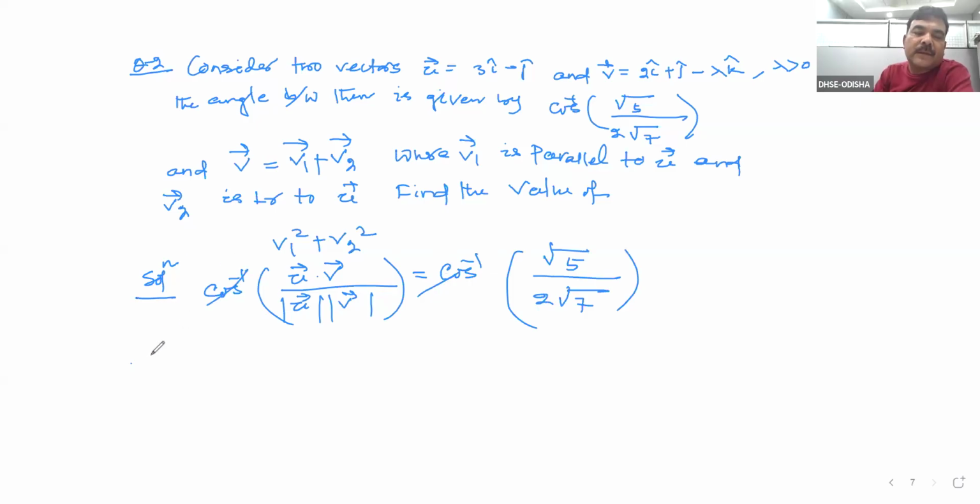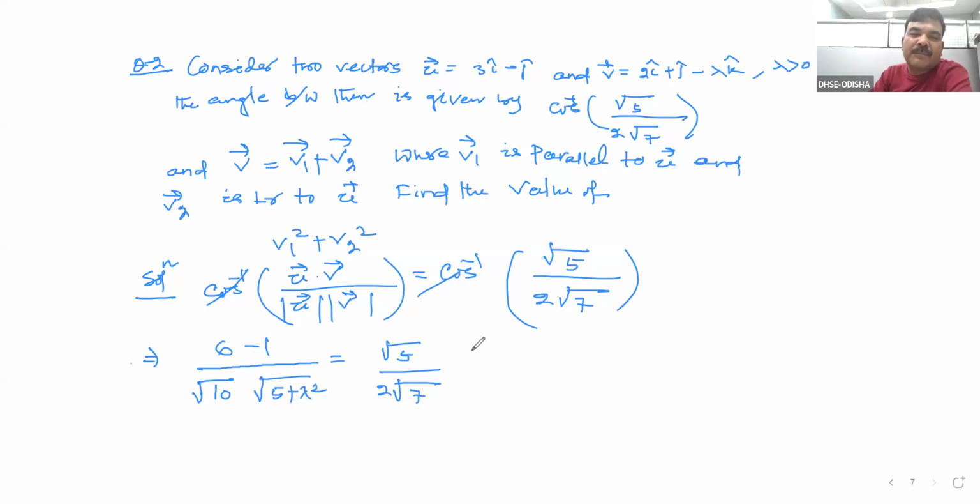Okay, what is U dot V? U is equal to 3i cap minus j cap, V is 2i cap plus j cap minus lambda k cap, so U dot V is 6 minus 1, upon magnitude of U, that is root 10, into magnitude of V, that is 4 plus 1, 5 plus lambda square under root, is equal to root 5 upon 2 root 7, right? So 6 minus 1 is 5.